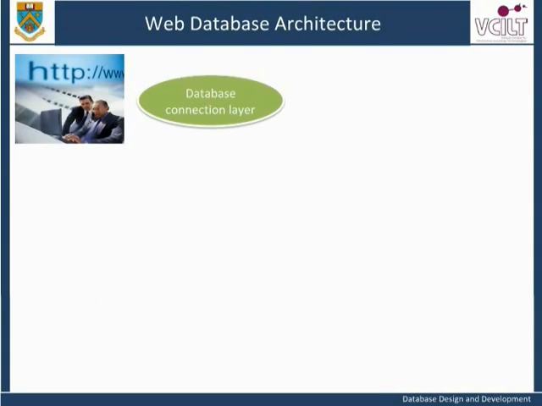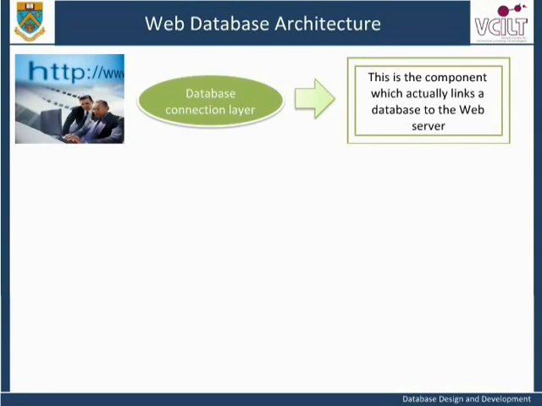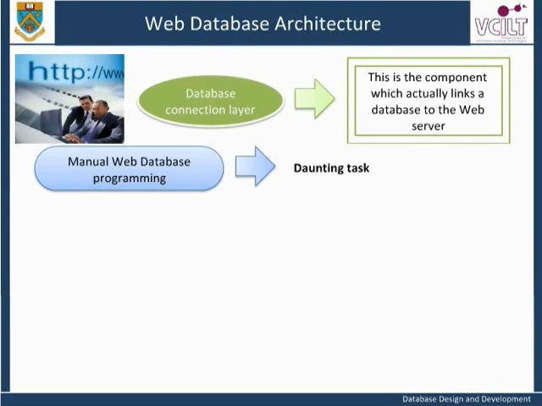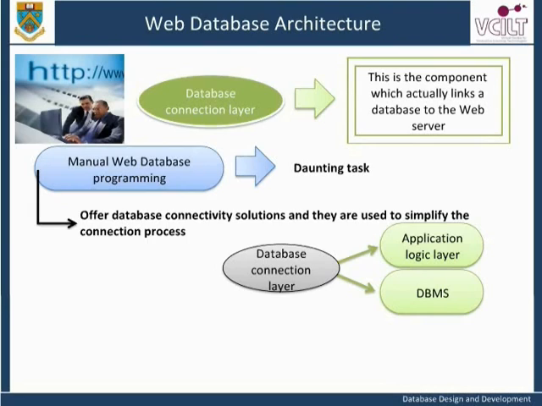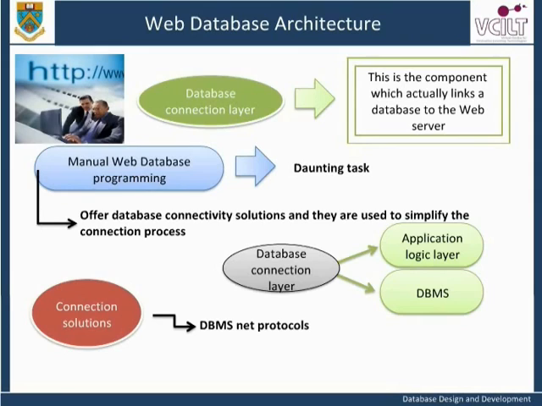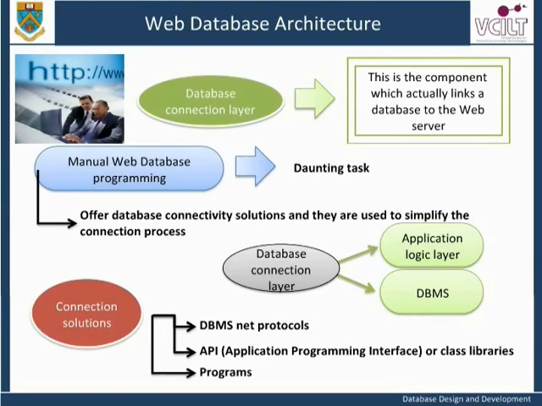Database connection layer. This is the component which actually links a database to the web server. Because manual web database programming can be a daunting task, many current web database building tools offer database connectivity solutions, and they are used to simplify the connection process. The database connection layer provides a link between the application logic layer and the DBMS. Connection solutions come in many forms, such as DBMS net protocols, APIs (Application Programming Interfaces), or class libraries, and programs that are themselves database clients.